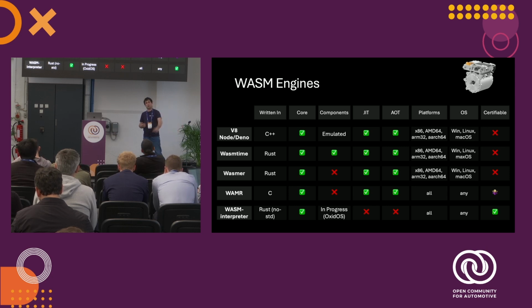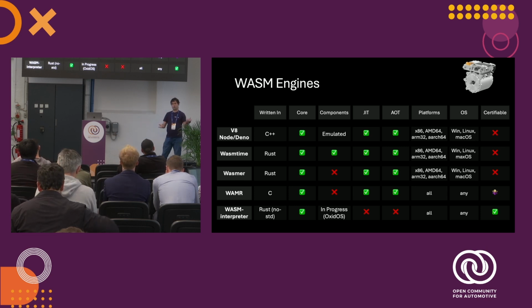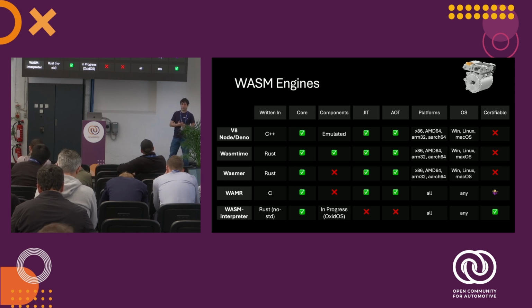And there's a long, long list of WebAssembly engines. One that we are working on is WebAssembly Interpreter. I'll talk a little bit more about it later. It runs core modules, and our significant contribution will be components. It doesn't JIT. It doesn't compile ahead of time. It runs on any platform, and we will make it certifiable. The goal of it is to be able to safety certify this. It's written in Rust.